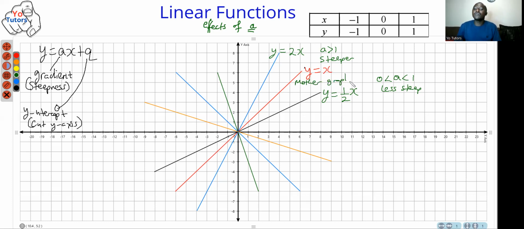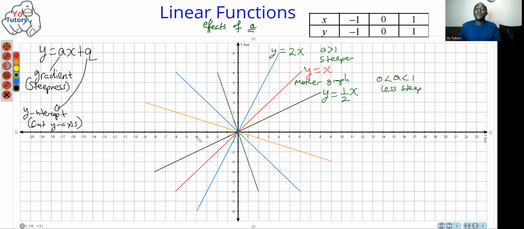So anything that we do, we are transforming from y is equal to x. So if we are to put anything above 1, it means that their graph is going to be on top of the y is equal to x. And if it's going to be a fraction, it's going to be below y is equal to x. And you can see that this one here is less steep than this one here. Now, what about this side here?